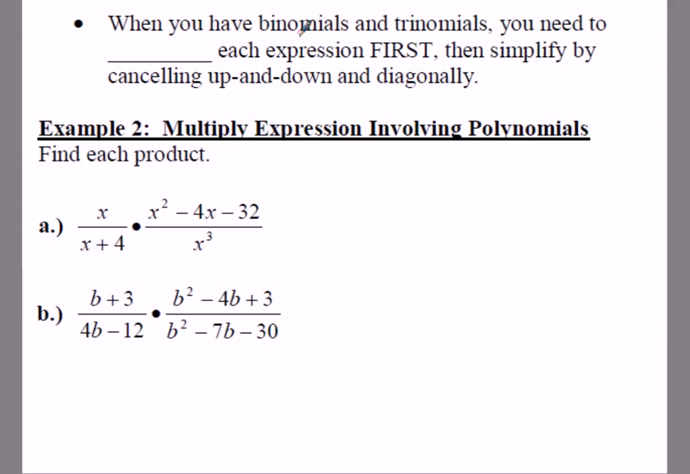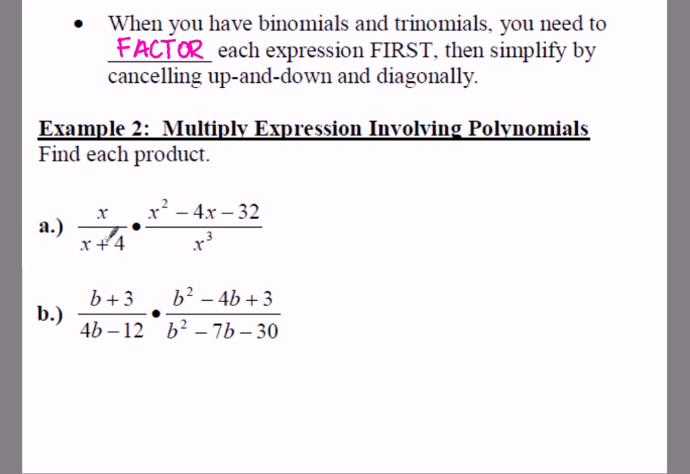Now, if you remember when we were canceling rational expressions that had a binomial or a trinomial, then the first thing you needed to do was factor. Once you factored, you could cancel up and down or diagonally as long as whatever's in your parentheses were the same. So let's try these two problems here.